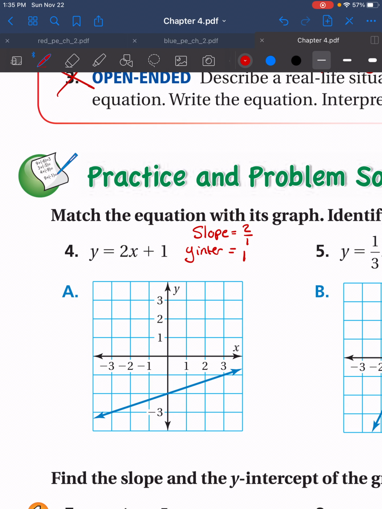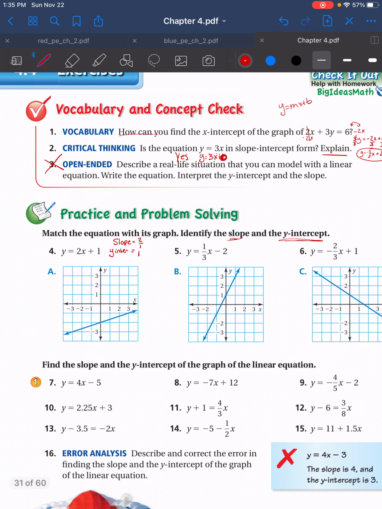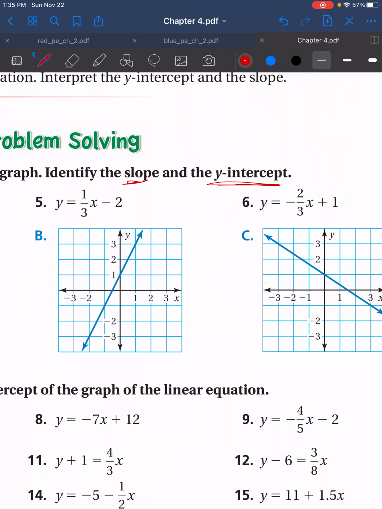The y-intercept is 1. So there's 1 point for your homework. You have to tell me what the slope and the y-intercept are. Now, which graph does it go with? First thing I would do is look at the y-intercepts. I know my y-intercept has to be 1, so that gets rid of A. Could be B or C.